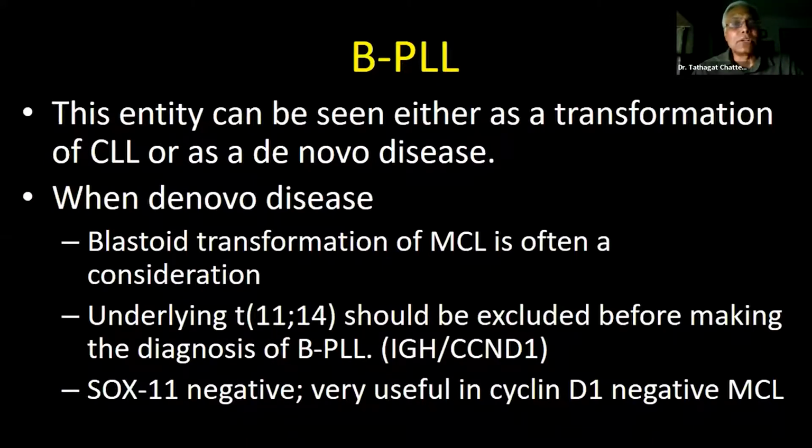When de novo, the blastoid transformation, and this is what we had already considered, that the blastoid transformation of a mantle cell lymphoma is often a consideration. And based on our observation, now the WHO has said that B-PLL is no longer an entity. It may be a part of a mantle cell lymphoma family or a splenic lymphoma with prominent nucleoli. Of course, the underlying translocation t(11;14), that is IGH::CCND1, has to be done to diagnose mantle cell lymphoma. SOX11 is negative. This is very useful in cyclin D1 negative mantle cell lymphoma.